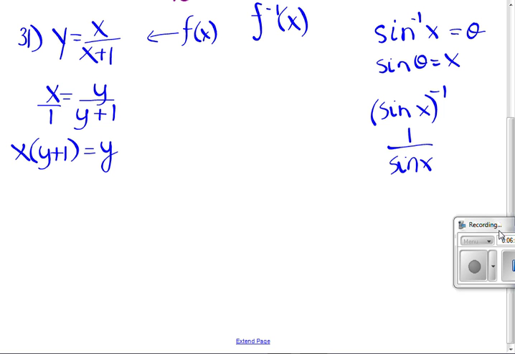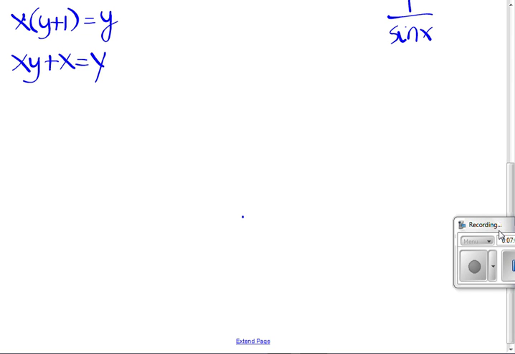Some of you are just really lazy about your parentheses, and that gets you in so much trouble. You must distribute, because I'm distributing multiplication over addition. So xy plus x is equal to y. And now I want to solve for y. And you guys, we've done this with dy dx. It's no different. We got to get the y's on the same side.